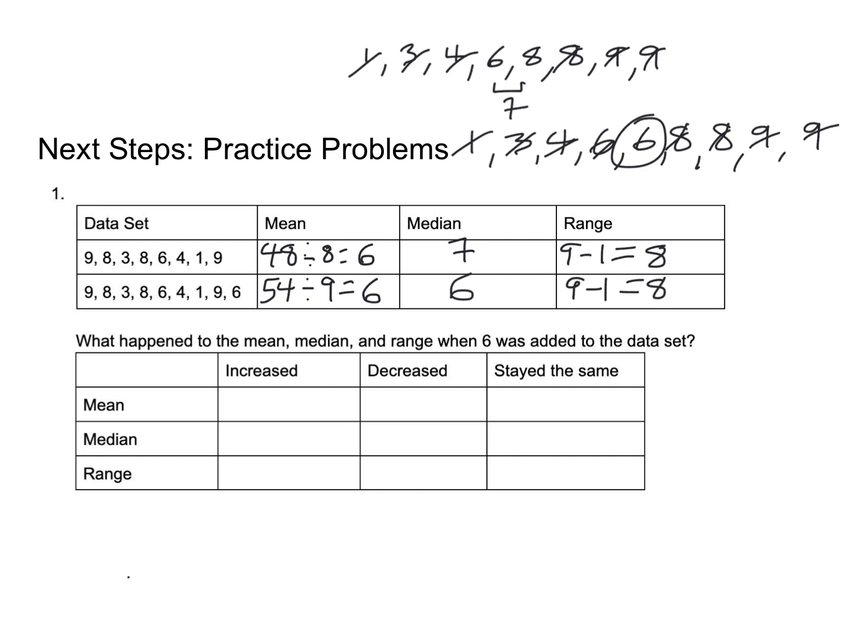So now we're going to fill out this table and think, what happened to the mean, the median, and the range when 6 was added to the data set? We can see here the mean actually stayed the same, but the median decreased from 7 to 6, and the range stayed the same. So that's what you're going to be doing for each of the data sets, and then we're going to think about the patterns that we see.